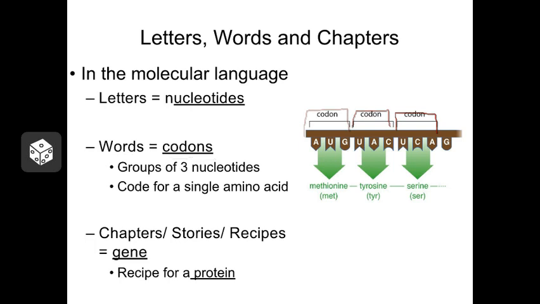And if you put the right amino acids together in the right order, you can make a specific kind of protein. This entire sequence with all of its letters and codons might be one story or one recipe in a book. So that little sequence is called a gene. Again, a gene is a recipe for making a specific protein or sometimes RNA.